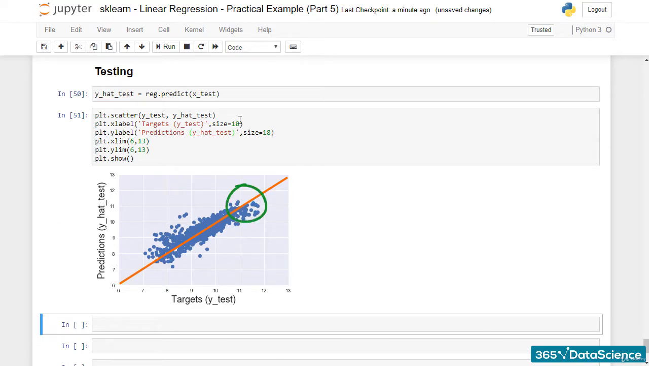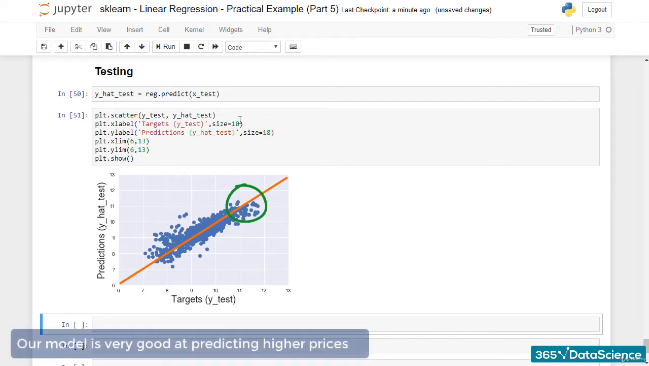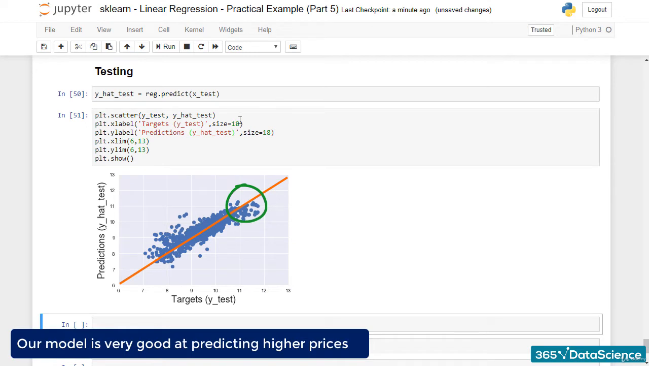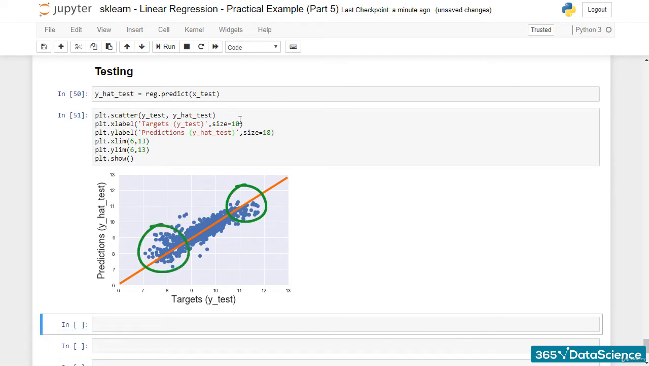For higher prices, we have a higher concentration of values around the 45-degree line. Therefore, our model is very good at predicting higher prices. However, for lower ones, the situation is not so amazing. They are much more scattered, pointing to the fact that we are not quite getting the prices right.